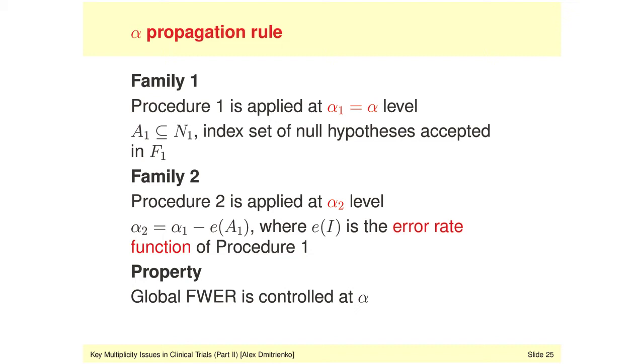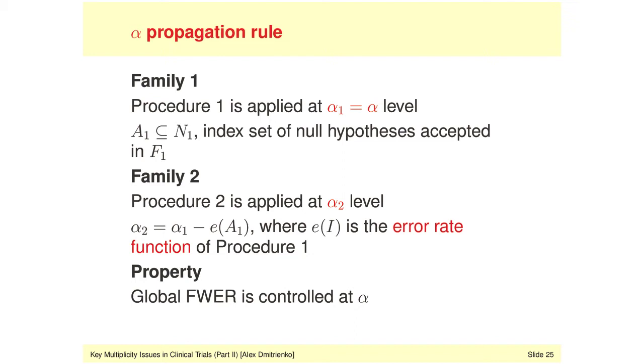That index set is going to be denoted by A1, and of course is going to be a subset of the index set corresponding to the entire primary family. If at least one hypothesis is rejected in the primary family due to the predefined parallel gatekeeping conditions, we can proceed to testing the hypothesis in the secondary family. We're going to apply the predefined procedure, which is denoted by procedure 2, and it will be applied at a potentially reduced local significance level, denoted by alpha 2.